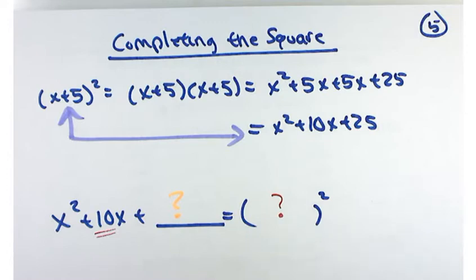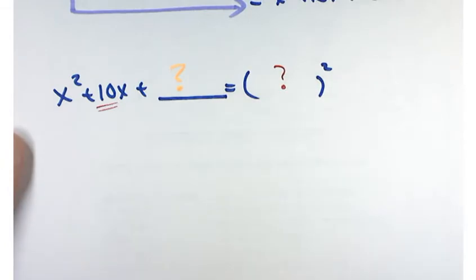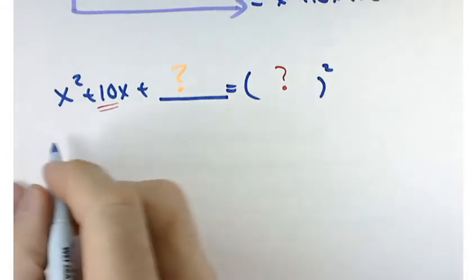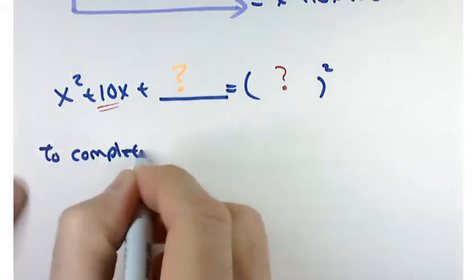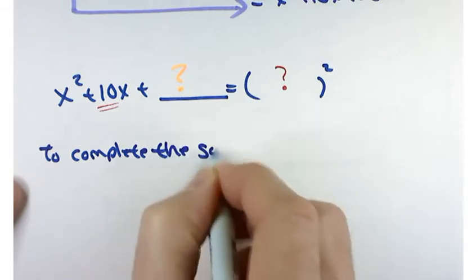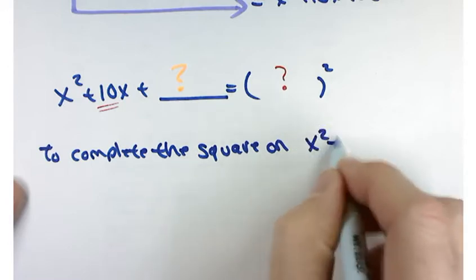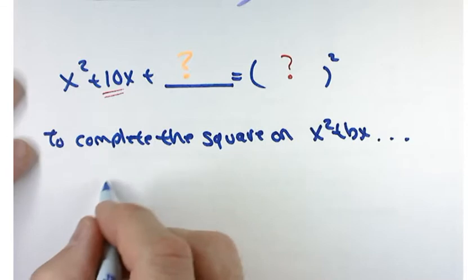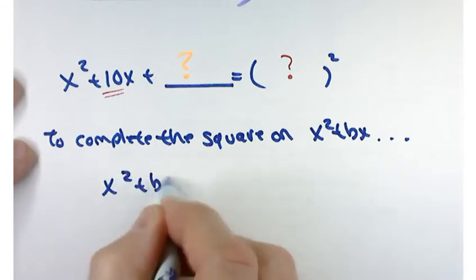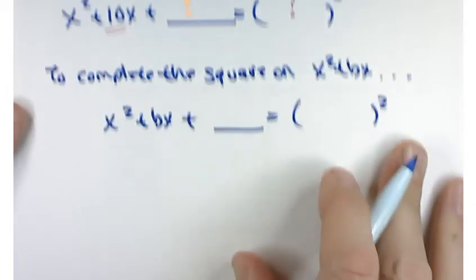So what's going to happen is that we're going to start out with a couple of easy examples of doing this and then work towards the harder ones. And one of the harder ones would be the one that you suggested. So to complete the square on x squared plus bx, here's your steps. So you have x squared plus bx plus something is something squared.